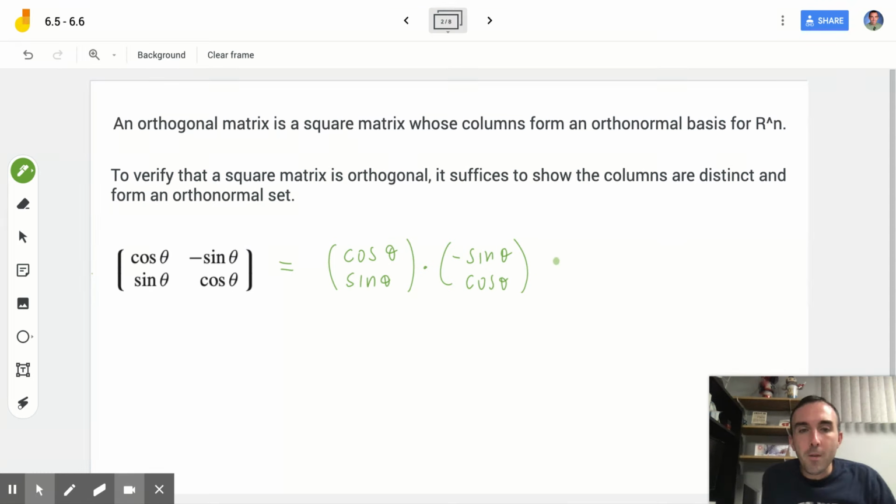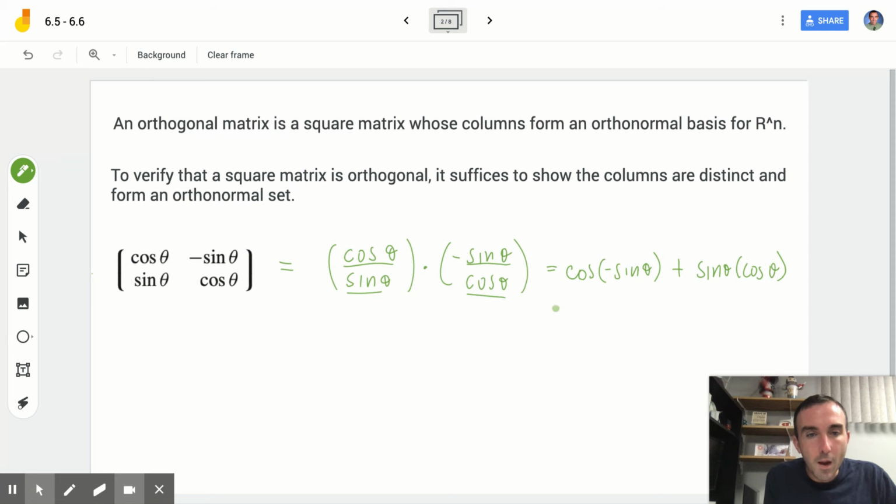And if we find the dot product, recall that we multiply first entries together. That will give us cosine theta times negative sine theta. And then we add to it the product of the terms in the second row, sine theta times cosine theta. And we notice that these are opposites. I have a positive sine theta cosine theta, and then I have a negative sine theta cosine theta. That gives us a dot product of 0.